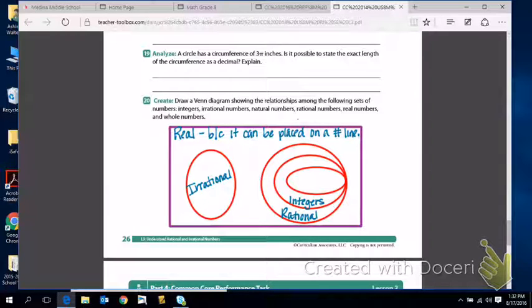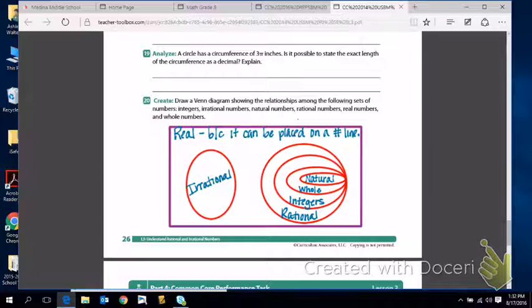Just below integers are whole numbers. And whole numbers include all of the numbers from 0 to infinity. And the smallest subset of numbers is natural numbers. And natural numbers are called counting numbers. They only go from 1 to infinity.